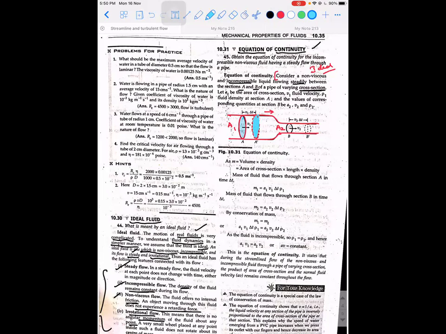Now tell me, guys, what will be the distance the layer has traveled? The velocity of the layer here is v1. In a small time delta t, the distance covered by it is v1 into delta t, because what is the formula for distance? Distance is equal to speed into time. Am I clear? Yes, sir.